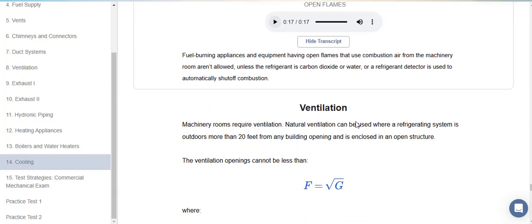Ventilation. Machinery rooms require ventilation. Natural ventilation can be used where a refrigerating system is outdoors, more than 20 feet from any building openings, and is enclosed in an open structure.